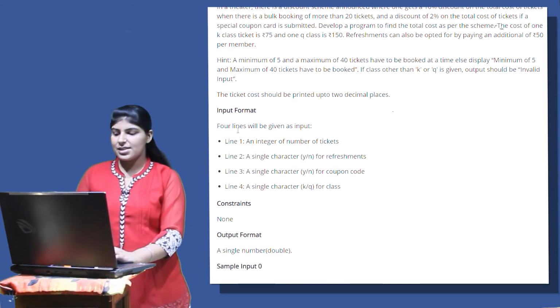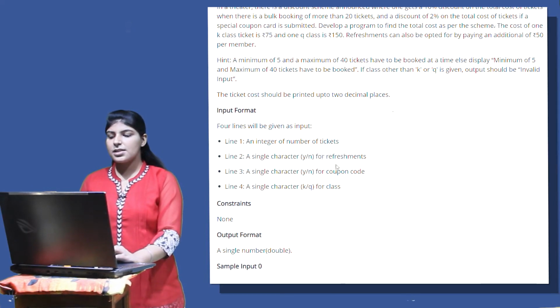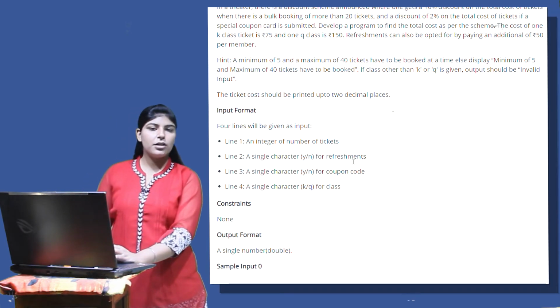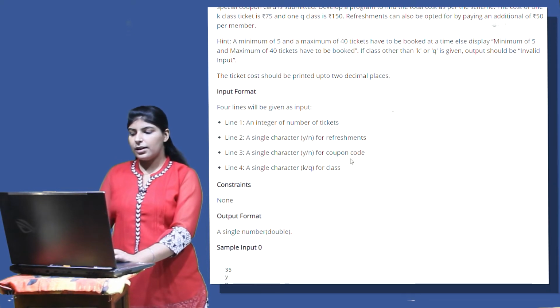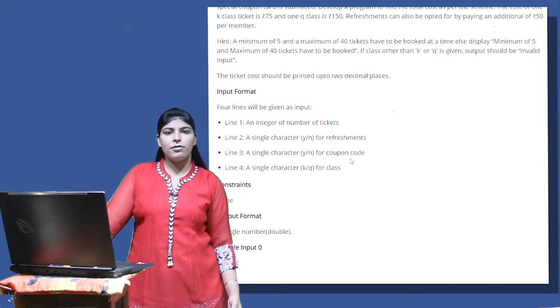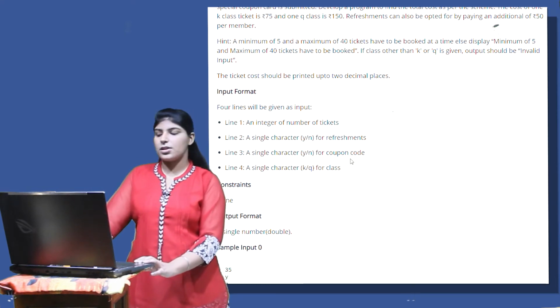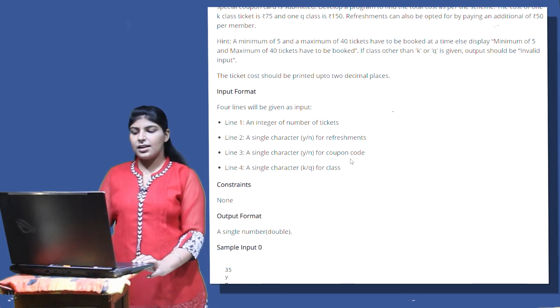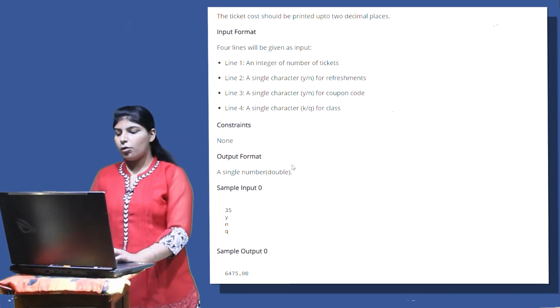Here we have 4 lines as input. The first line represents the number of tickets. The second line represents a character for refreshments. If it is Y, that means we have opted for refreshments. If it is N, that means we have not opted for refreshments. The next line has a character for coupon code. It could either be Y or N. Y represents the coupon code is submitted and N represents coupon code is not submitted. In the last line, I have a single character for class. It could either be K or Q. And in the output, I need to display a single number in double.